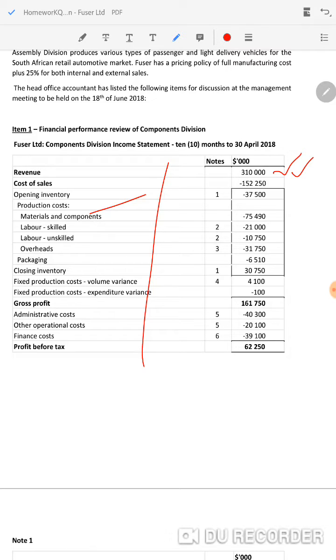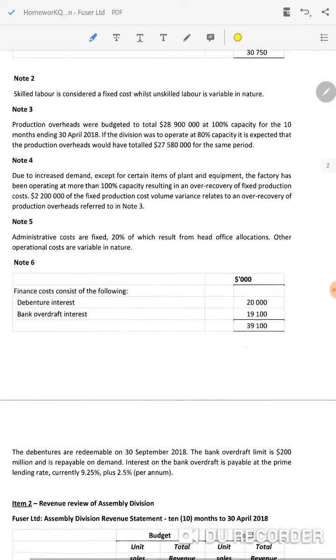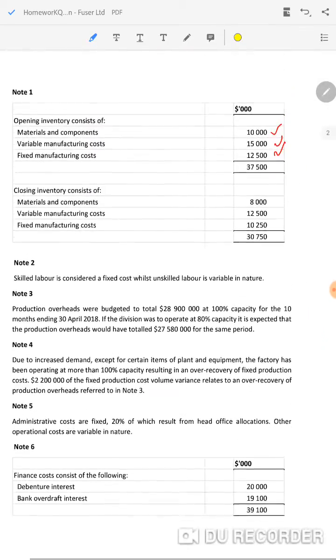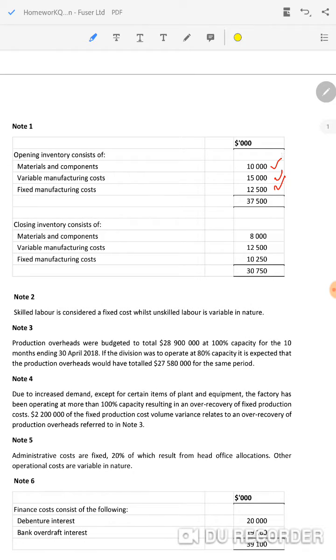Then you come to opening inventory. So here we are given 37,500 and we are referred to note 1. So let's go to note 1. So note 1 is telling us that included in opening inventory is material components, variable manufacturing cost, fixed manufacturing cost. So remember, under variable costing, we don't include fixed costs. So it means our opening stock is only going to be equal to 25,000, 10 plus 15.